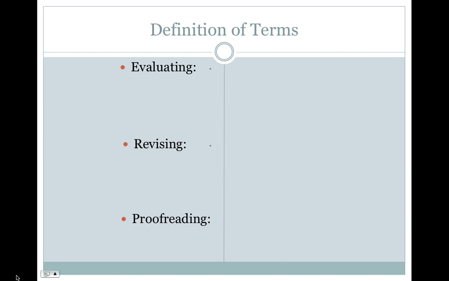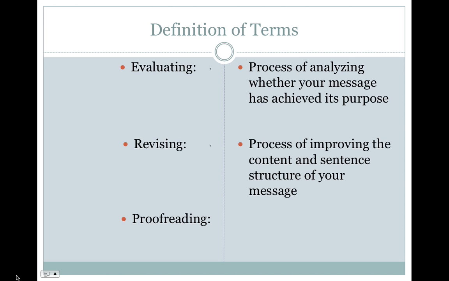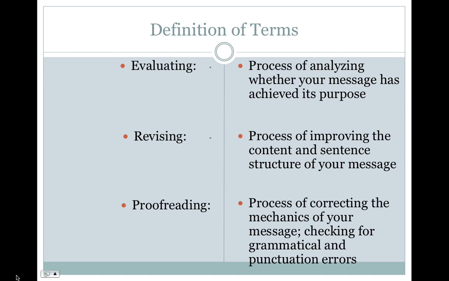Definition of terms. We have three terms that we're going to look at: evaluating, revising, and proofreading. Evaluating is defined as the process of analyzing whether your message has achieved its purpose. After you've done evaluating it, then you maybe need to revise it. And revising is the process of improving the content and sentence structure of your message. And then finally, before you either print out or hand in your final copy, proofreading. Proofreading is the process of correcting the mechanics of your message, checking for grammatical and punctuation errors.